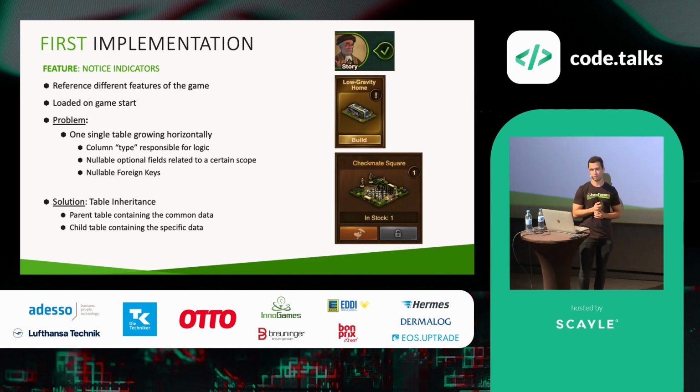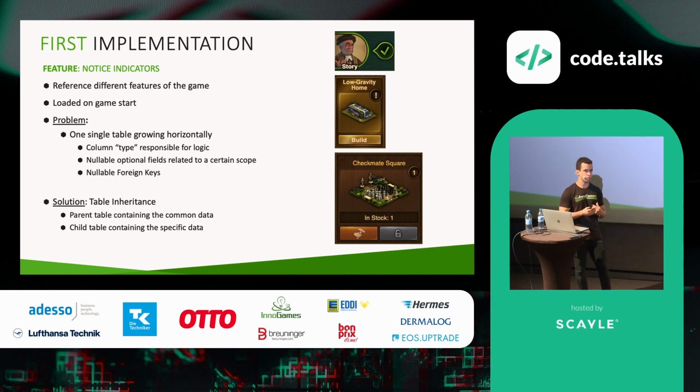The first feature that received the table inheritance was the notice indicators feature. As soon as you load the game, you get some information shown on the game start, and we have those icons that show you, hey, you have something new. For example, in the first one, you have completed the quest, check it out and claim your reward.